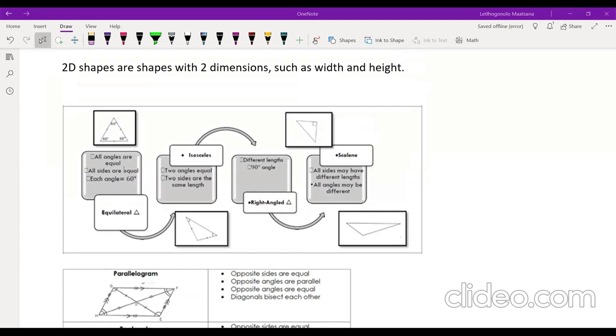We have a right-angled triangle where one of the angles is equal to 90 degrees. Then we have a scalene triangle where all the sides may have different lengths and all the angles may be different. One thing that I will mention here is that all the angles of a triangle must add up to 180.